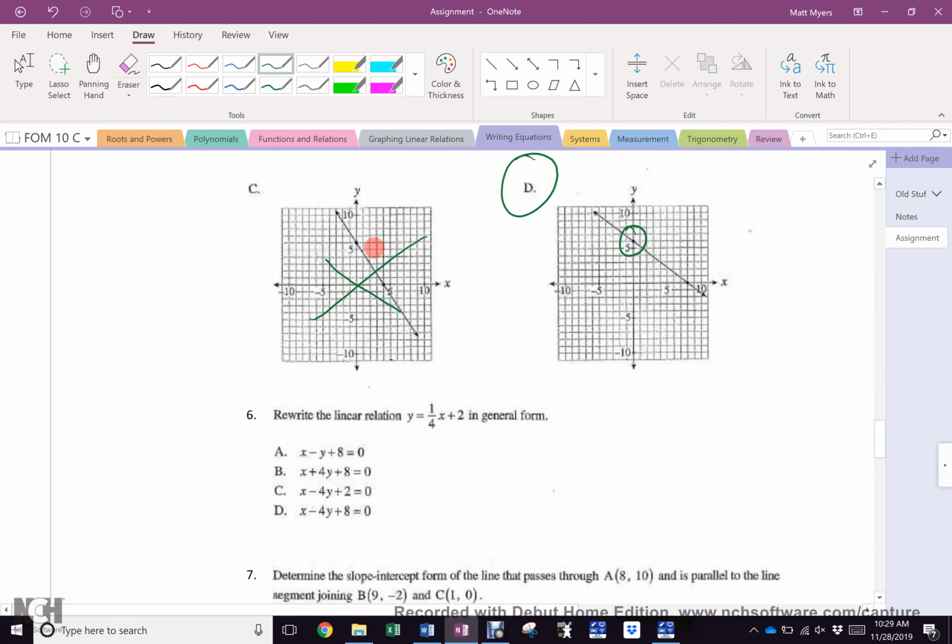Oh, yes, C does go through 6. I agree. I thought that was 5. But regardless, this is too steep a slope for that.